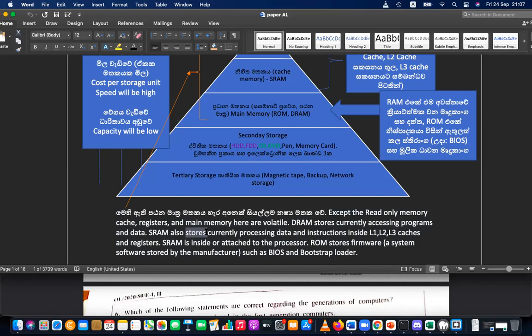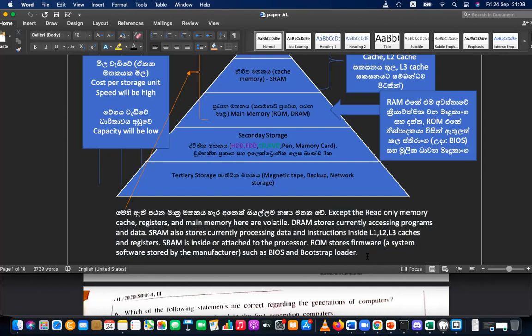And static RAM also holds the currently processing data and instructions, those in L1, L2, L3 cache and registers. SRAM is inside and attached to the processor. ROM, read only memory, stores the firmware. Firmware means the software programs installed by the manufacturers, and that is done by the manufacturer. Examples for firmware are BIOS and bootstrap loader. So this is a lesson actually, but I have revised it because this will come for several questions.